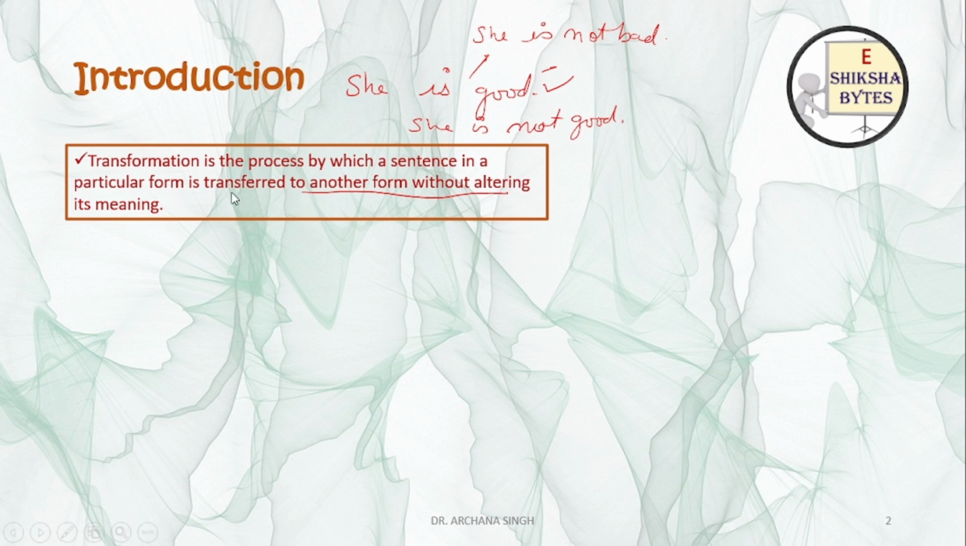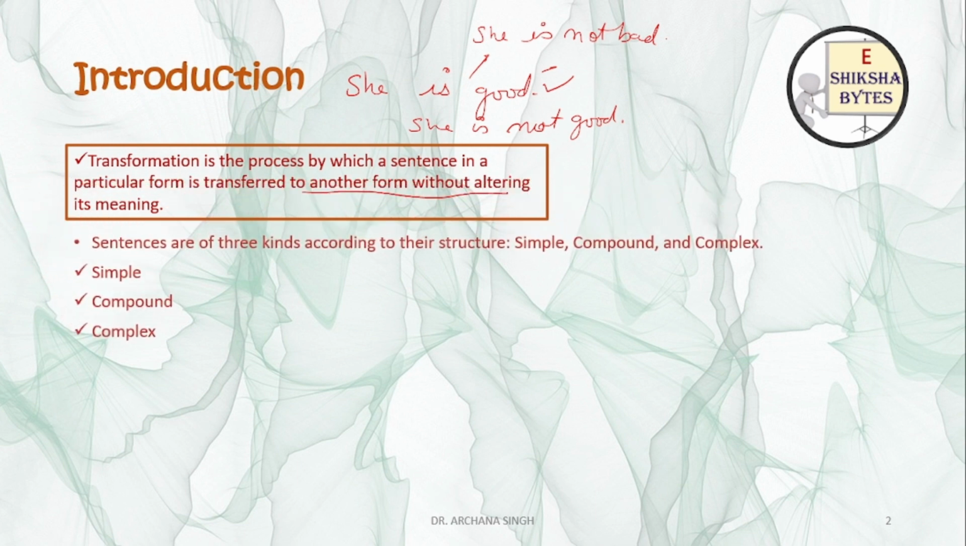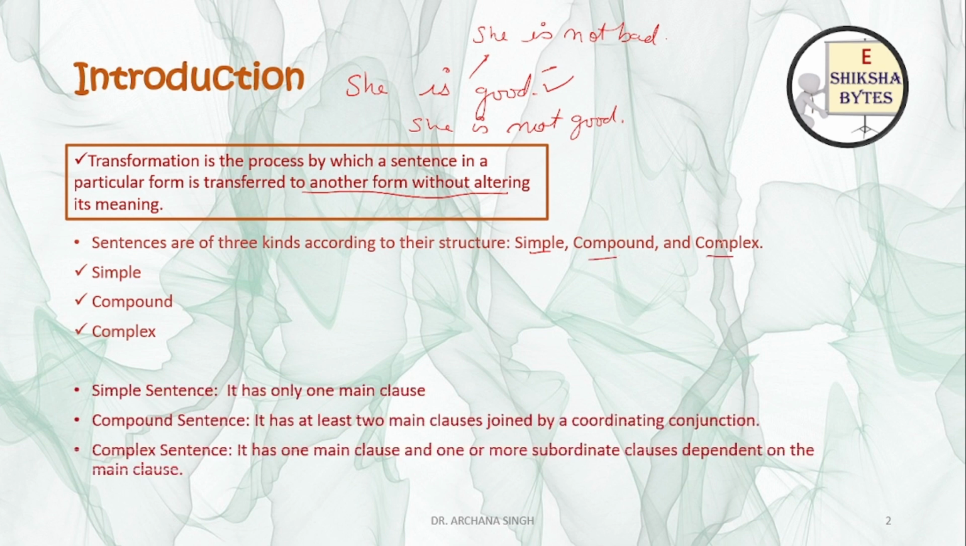not be changed. In this reference, we are going to study the transformation on the basis of the structure of the sentences. On the basis of structure, you have three kinds of sentence: simple sentence, compound sentence, and complex sentence. Let's study about simple sentence, compound sentence, and complex sentence.